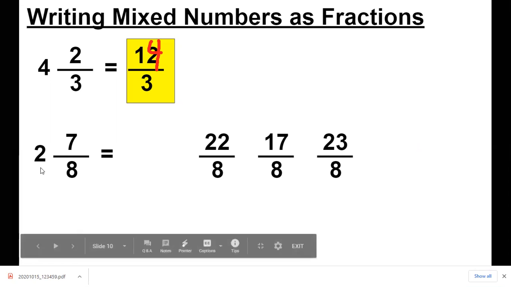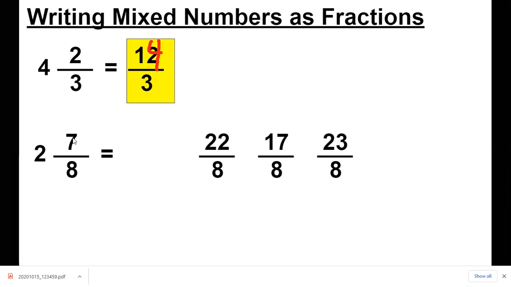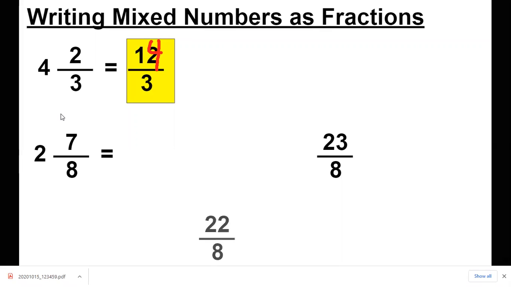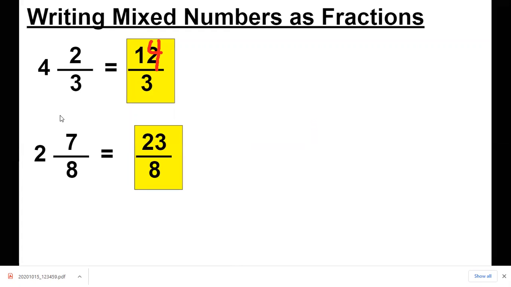Take the whole number 2 times the bottom 8. That's 16. Add 7. 17, 18, 19, 20, 21, 22, 23/8, right? Should be the answer. Let's see if that's the one that stays. Goodbye 17/8. Goodbye 22/8. Yay, it worked. Okay, 23/8 is the answer, and this is true. So we're going to move it over here. There it is, 23/8. Okay, let's try another one.